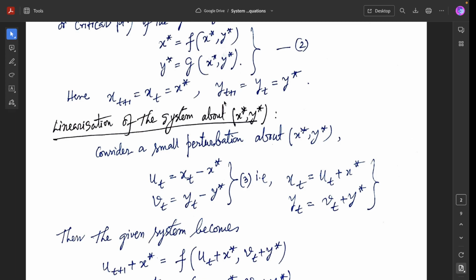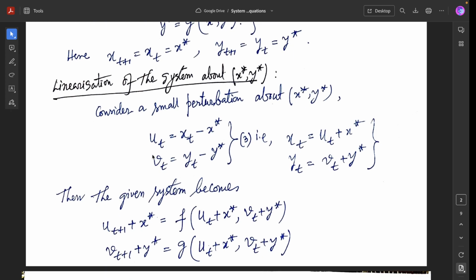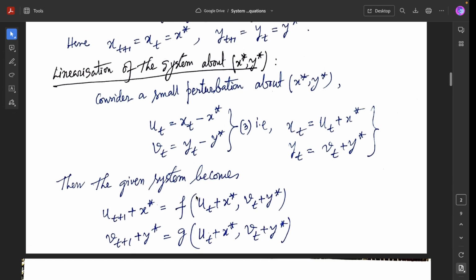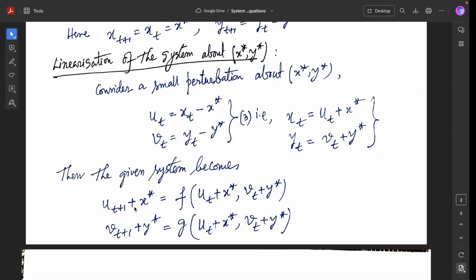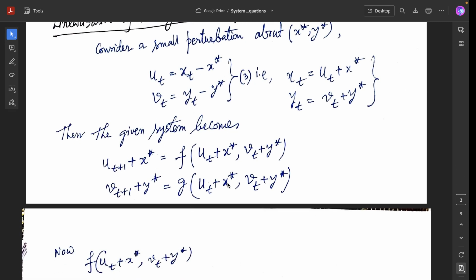Linearization of the system about the point (x*, y*). Consider a small perturbation about (x*, y*), and this perturbation is u_t = x_t - x* and v_t = y_t - y*. So x_t = u_t + x* and y_t = v_t + y*. Then the given system becomes u_{t+1} + x* = f(u_t + x*, v_t + y*), and v_{t+1} + y* = g(u_t + x*, v_t + y*).